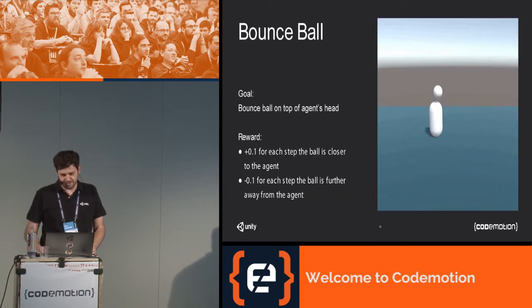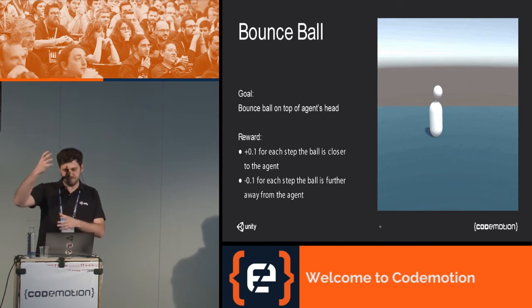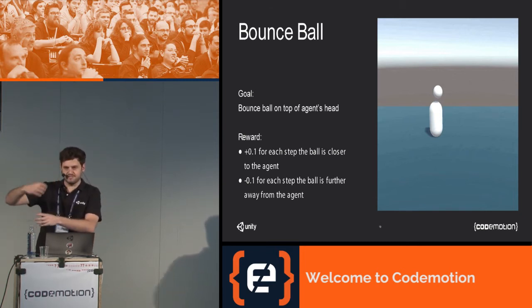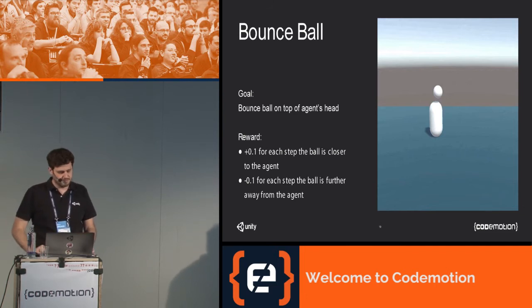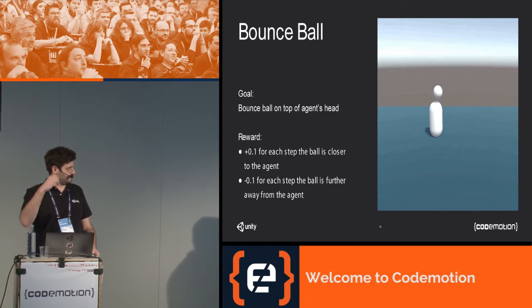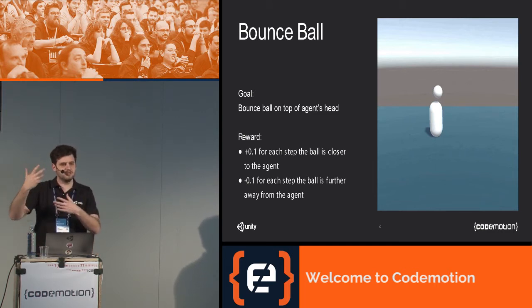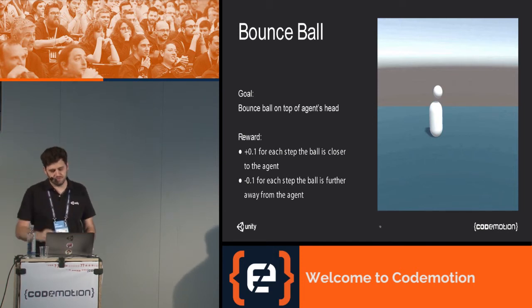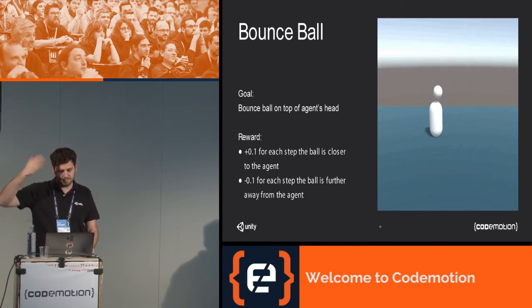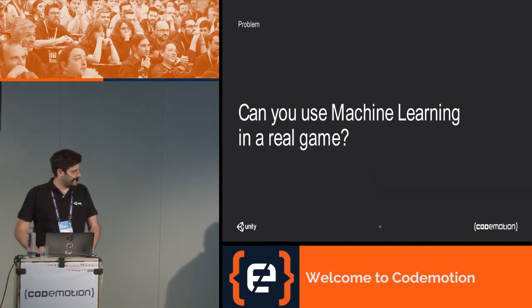This is another one, very simple. So there's this ball falling from the sky, and then the agent has to learn how to bounce it, not to make it fall down. So again, similar stuff. It's +1 if the ball is still flying, and -1 as it gets further away. So the agent learns that he always has to be under the ball to continue juggling with the ball. But these are very simple examples.